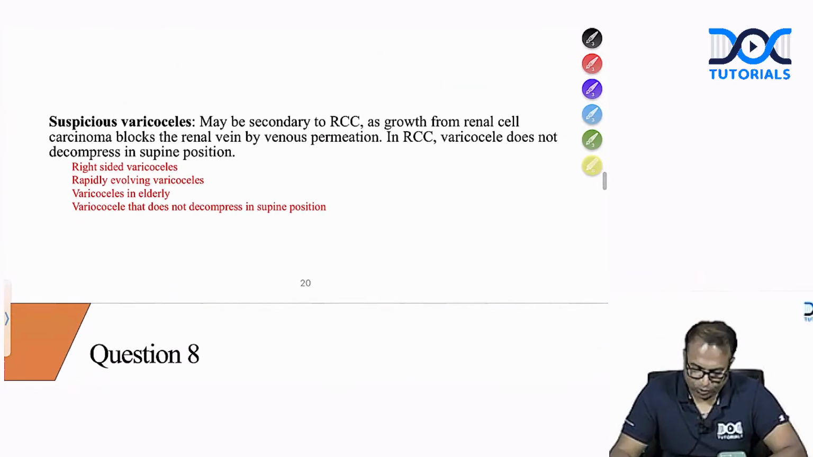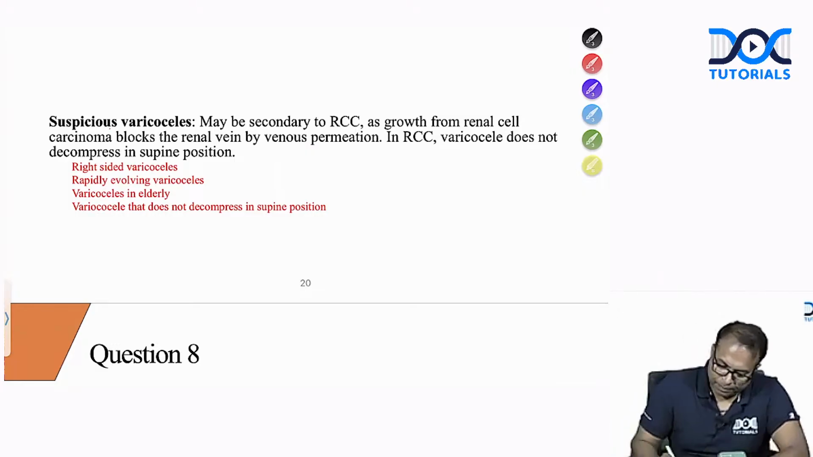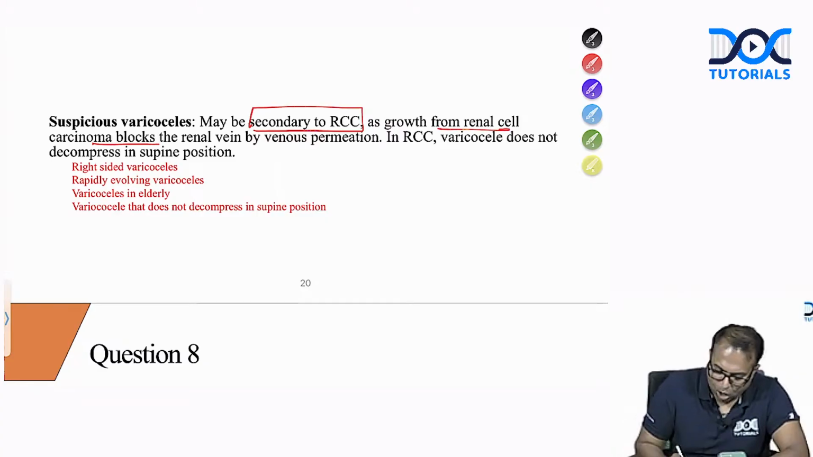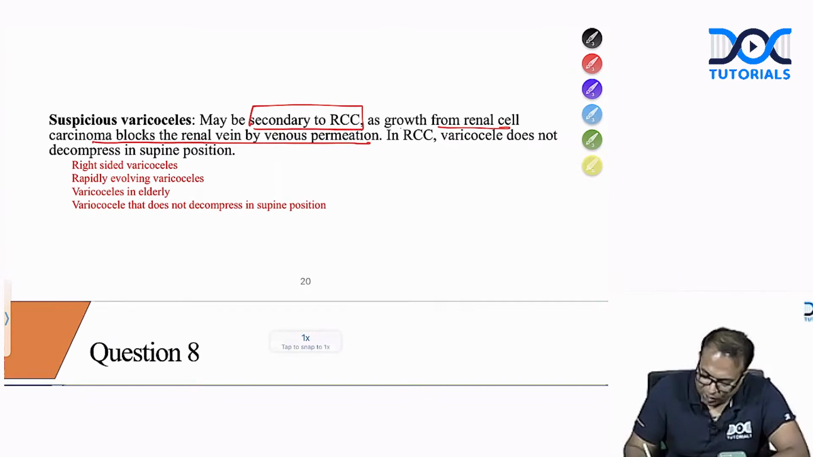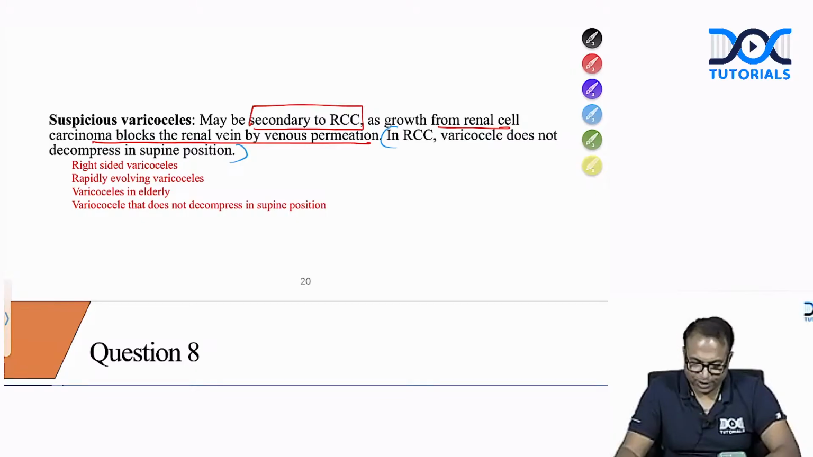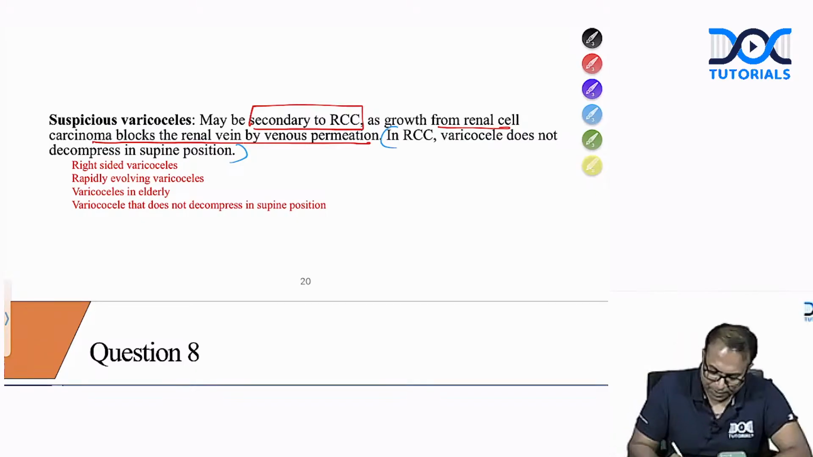So a suspicious varicocele may be secondary to RCC, as growth from renal cell cancer blocks the renal vein by venous permeation. In RCC, the varicocele does not decompress in the supine position. Okay, don't forget this point. Don't worry about the other points, just leave them.